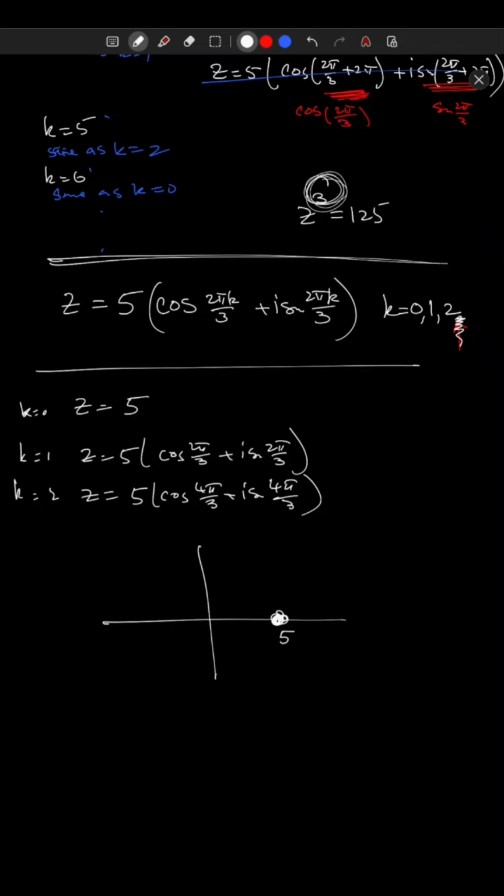Okay, the other two solutions all live a distance of 5 from the origin. That's what that 5 means. So they all live on this circle here of radius 5 about the origin. All right, so the other two also live on a circle of radius 5.